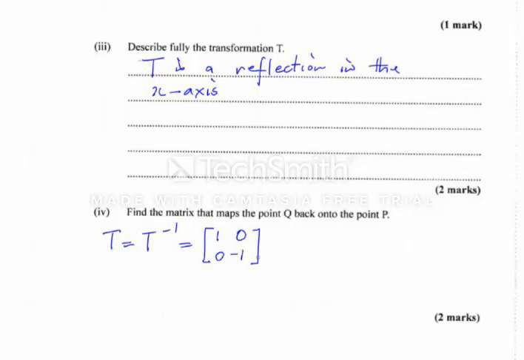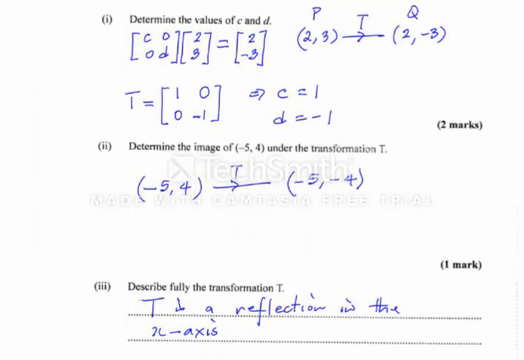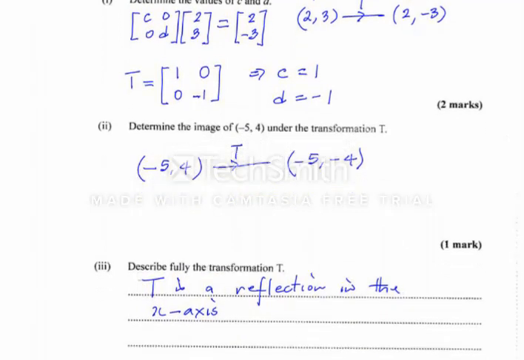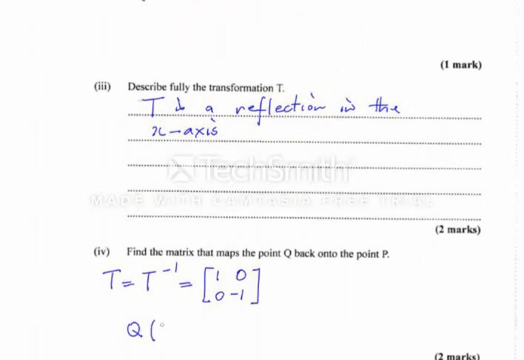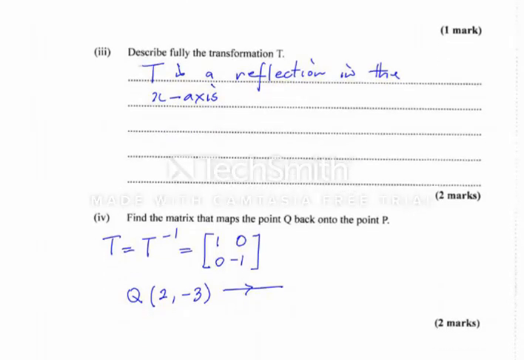So it means therefore that Q, which was (2, -3), under T inverse is going to become P, where the x coordinate remains the same and the sign of the y coordinate changes.